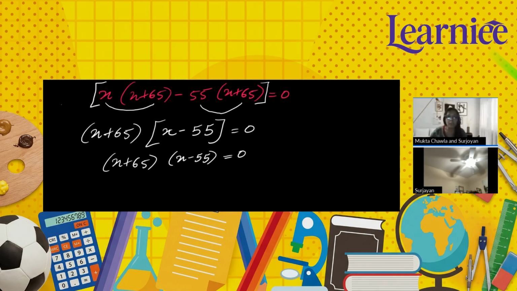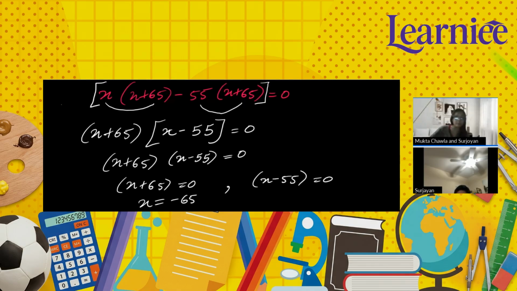Now both are in multiplication and there is 0 on the right hand side. So how can we take that? x plus 65 is equal to 0, x minus 55 is equal to 0. Right? So what do we get? As you said, we will be solving it with 0. So if I shift 65 to 0, I'll get minus 65. And if I take minus 55 to 0, it will be 55. Got that? So it would be x equals 55.